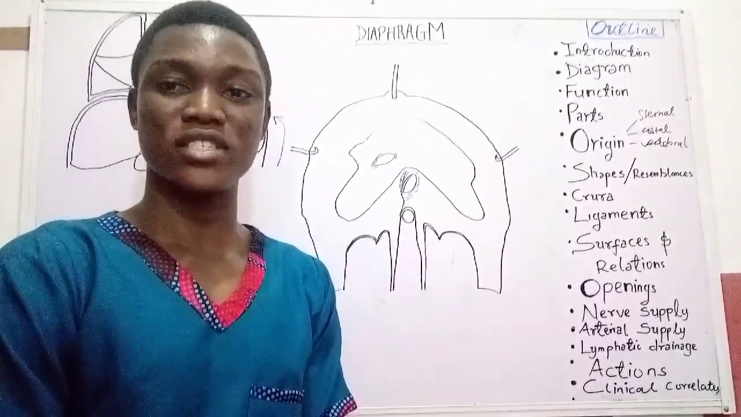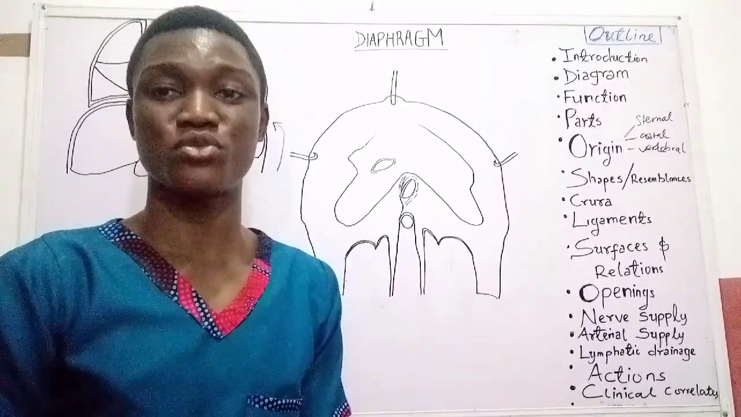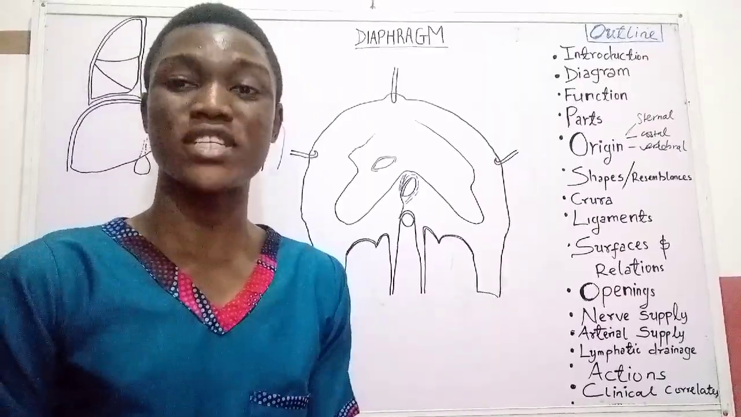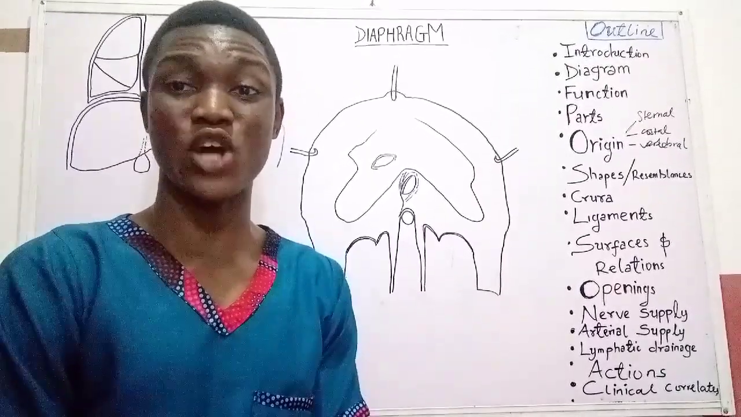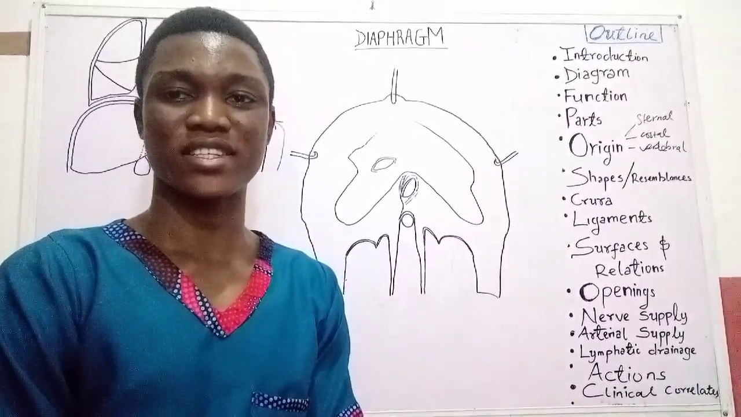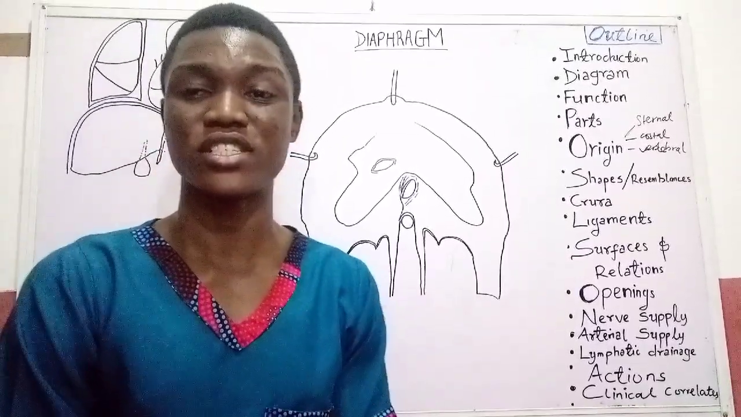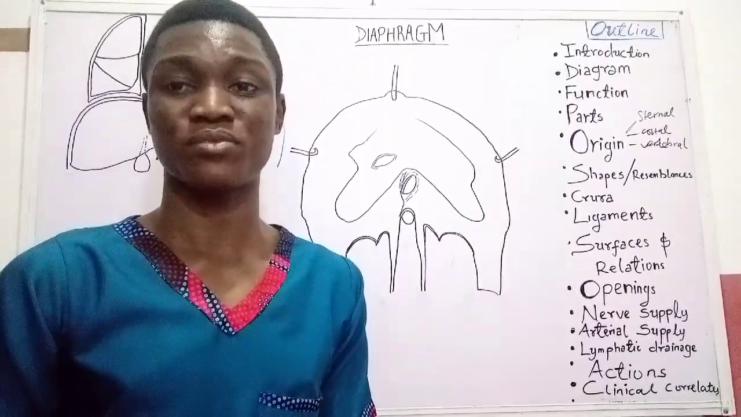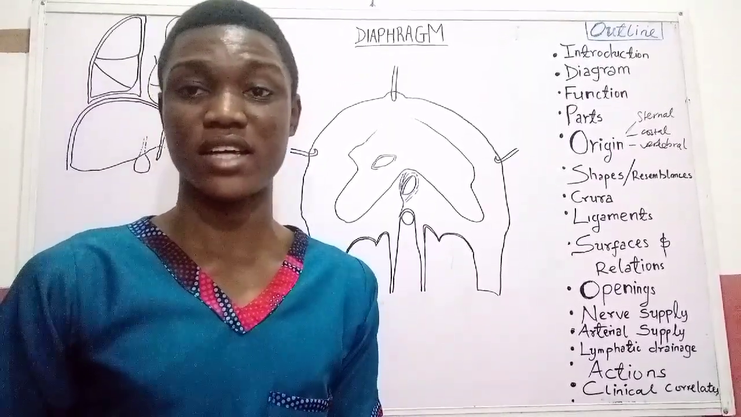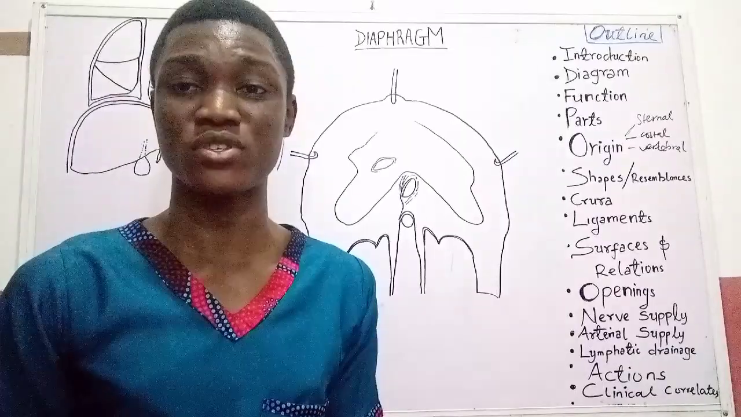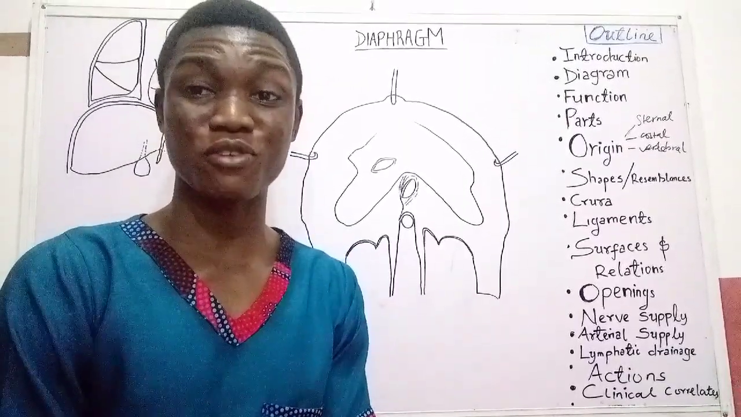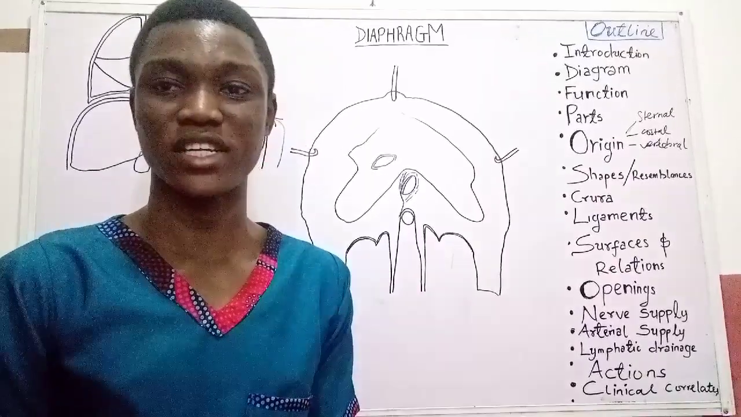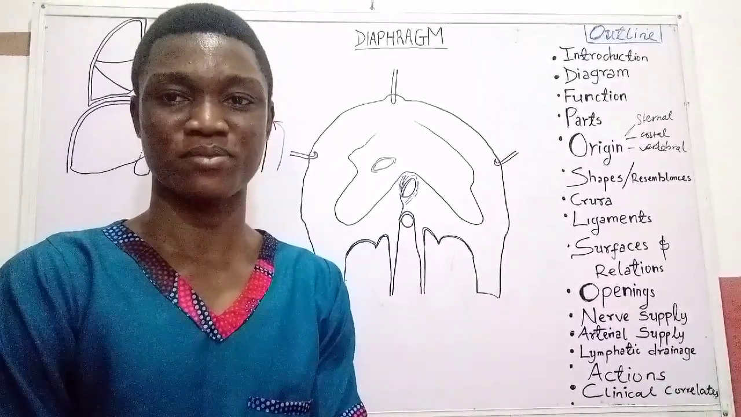So for the sternal origin, this refers to the two fleshy slips of the diaphragm, the anterior aspect of the diaphragm, originating from the posterior aspect of the xiphoid process. The costal origin of the diaphragm refers to the parts of the diaphragm at the left and the right side, the six fleshy slips originating from the posterior surfaces of the six lower ribs of the thoracic cage.